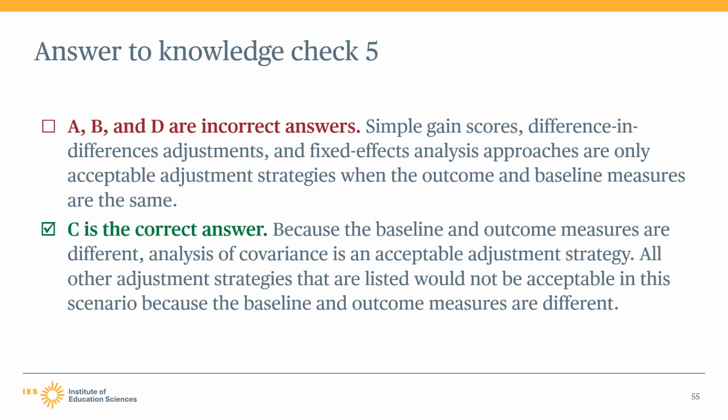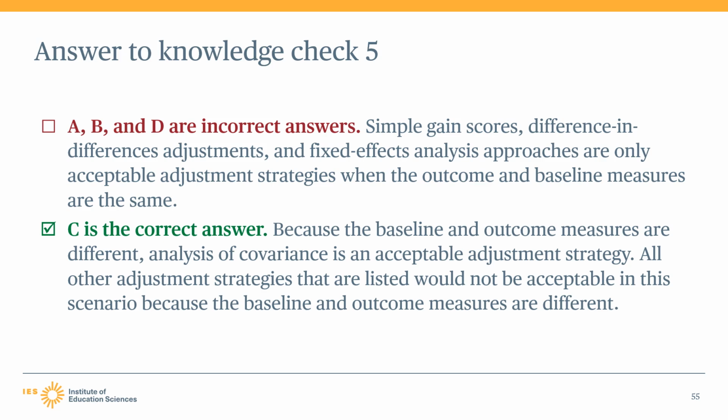The correct answer is C. Analysis of covariance is an acceptable adjustment strategy in this example because the outcome of interest, attendance, is different from the baseline measures, namely the standardized general achievement test, student disability status, and grade level. Simple gain scores, difference in differences adjustments, and fixed effects analysis approaches are only acceptable adjustment strategies when the outcome and baseline measures are the same.